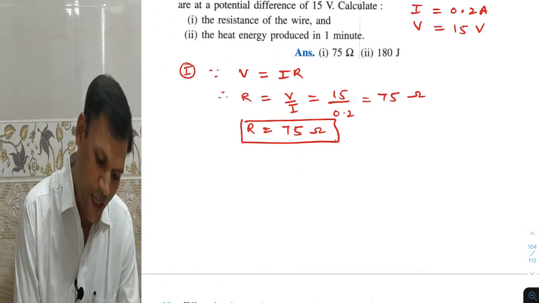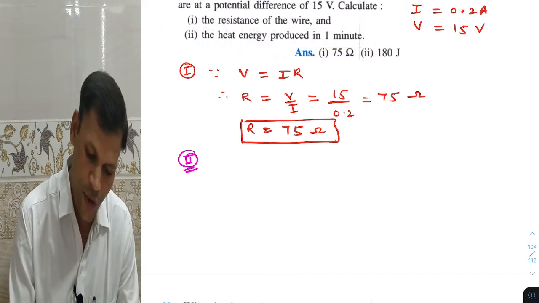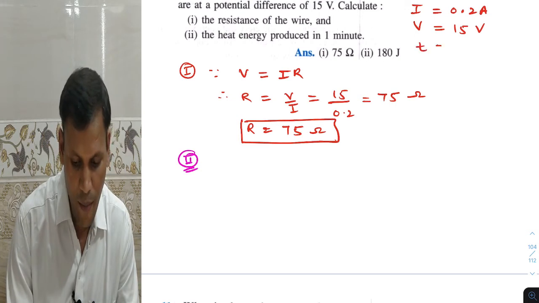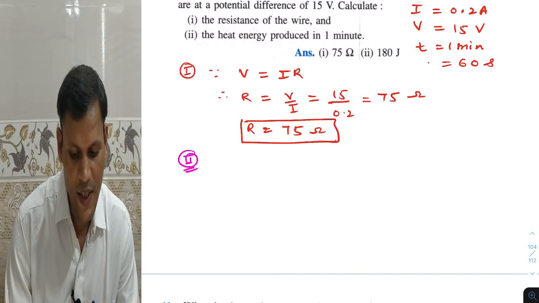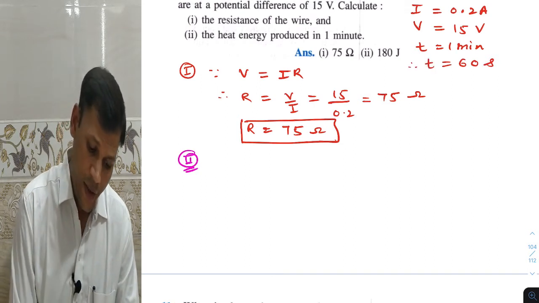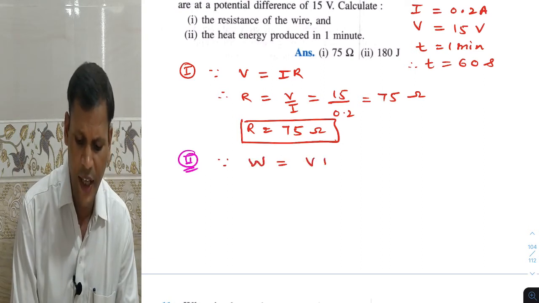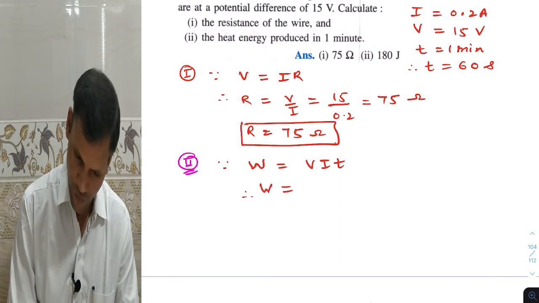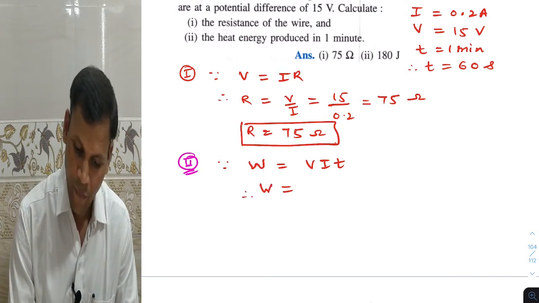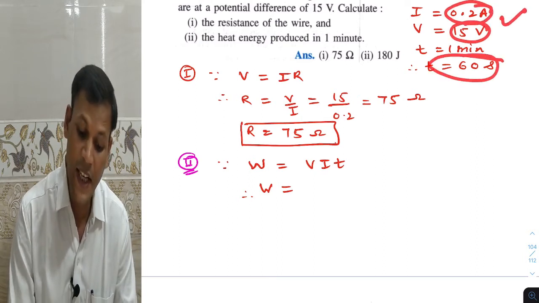Now in the second part we have to calculate the heat energy produced in 1 minute. I did not write the time, so time also we can write. Time is 1 minute and 1 minute is 60 seconds. So we know W is equal to VIt, because all the information is now given to us. W, which is to be calculated, V is 15, I is 0.2 and time is 60. So we will multiply these three terms.